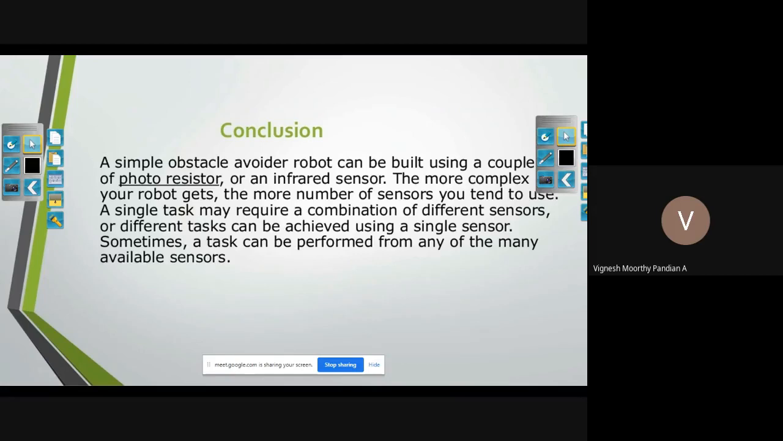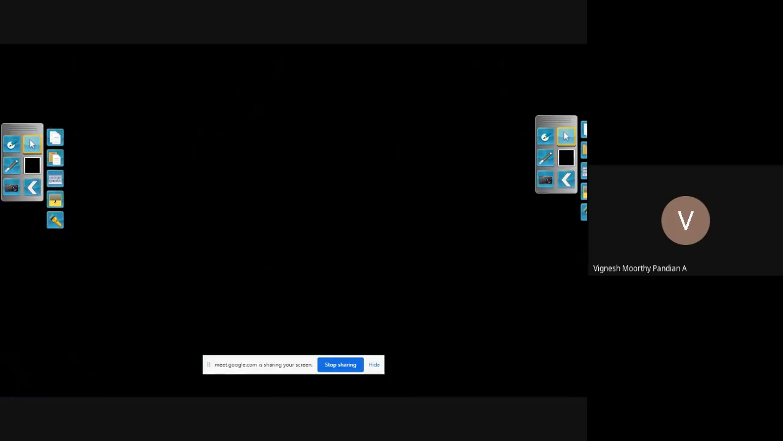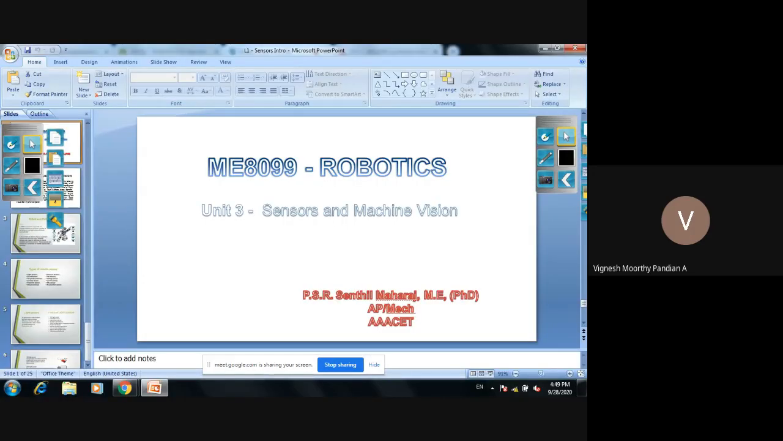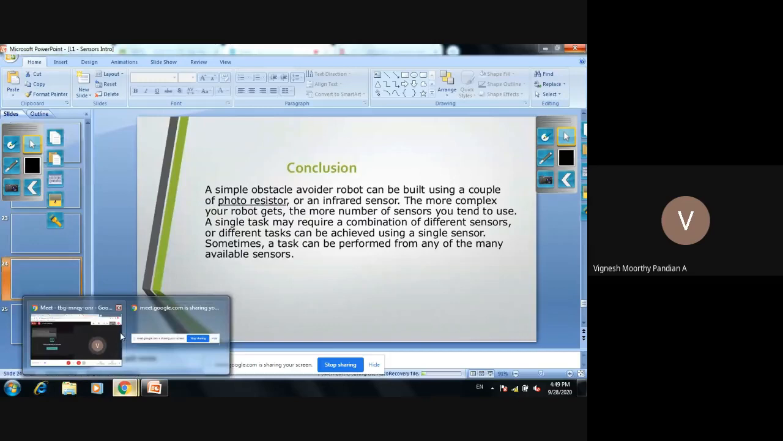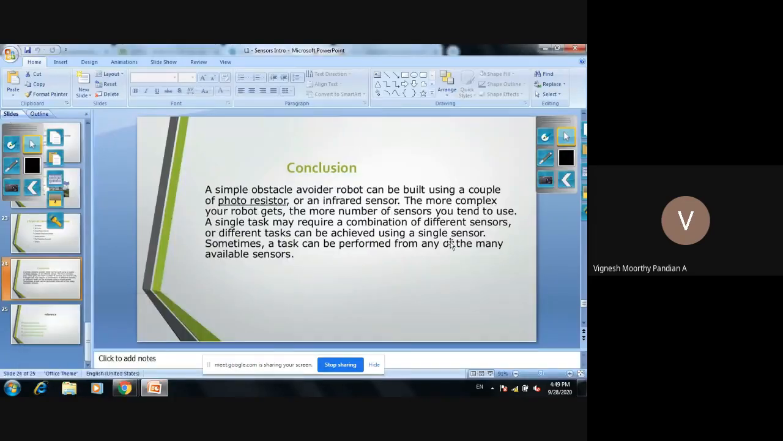Conclusion: a simple obstacle avoider robot can be built by using a photoresistor or infrared sensors. The more complex your robot gets, the more sensors you tend to use. A single task may require combining different sensors. Sometimes a task can be performed with any of many other available sensors.